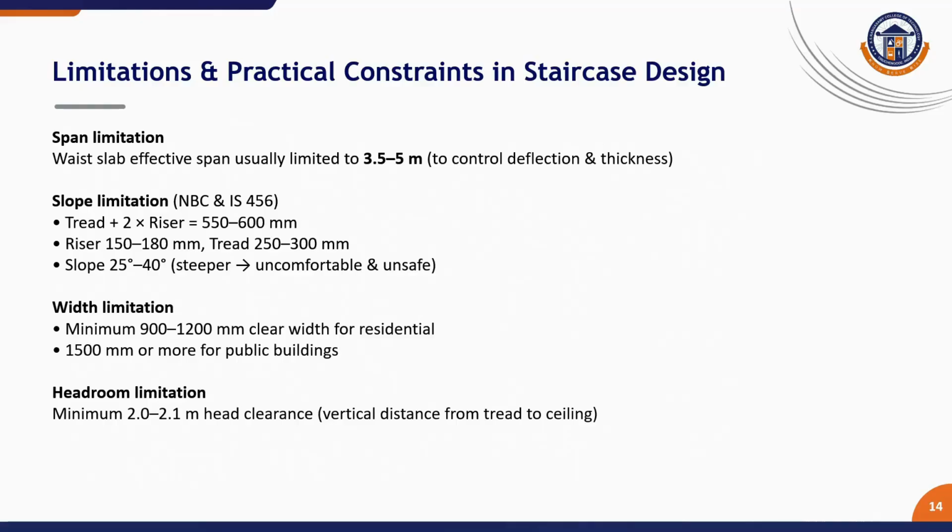The limitations and practical constraints in the staircase design. Some key limitations are span limitation: waist slab usually limited to 3.5 to 5 meters. Slope limitations: tread plus 2 into riser is equal to 550 to 600 mm. Slope has to be 25 degrees to 40 degrees. Width limitation is minimum 900 to 1200 mm for residential, 1500 mm for public kinds of buildings. Headroom limitation is minimum 2 to 2.1 meter clearance.